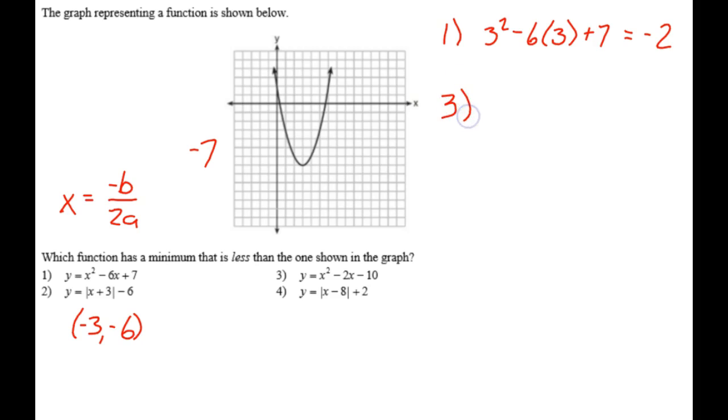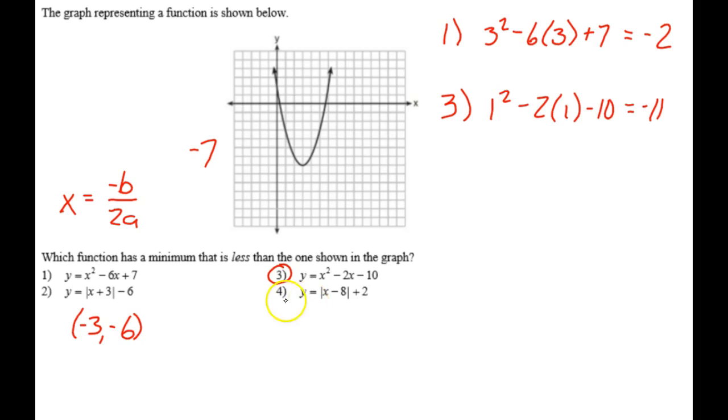That's just like the first one. It's in standard form. The opposite of -2 is going to be a +2. 2 divided by 2 times 1, which is 2. 2 divided by 2 is 1. So I plug 1 in for my x value. So I have 1 squared minus 2 times 1 minus 10. 1 squared is 1 minus 2, -1 minus 10, -11. So equation 3 is going to have a minimum that is less than the one shown in the graph.